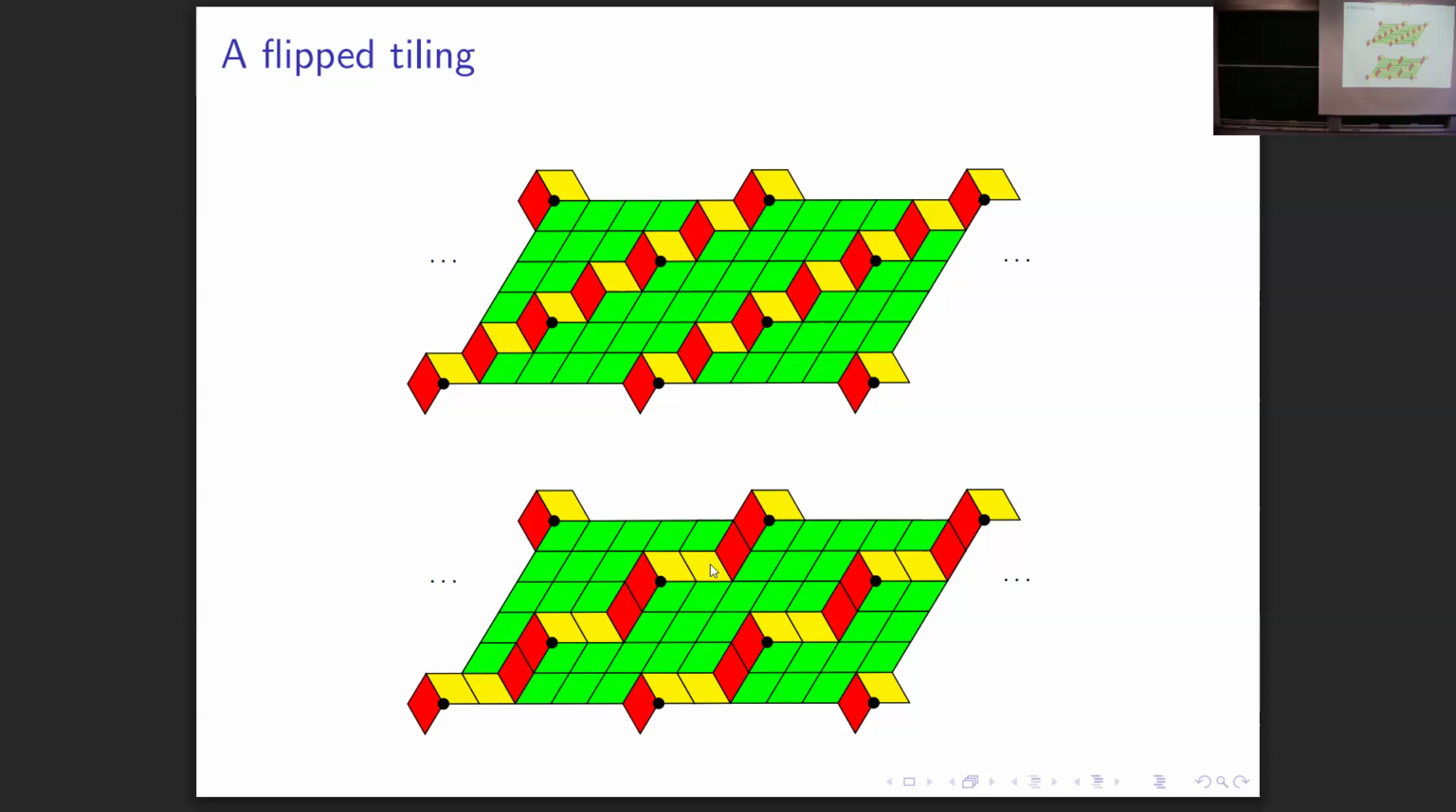Second picture times 12, 2 mutable vertices. Right, now what about the first picture?